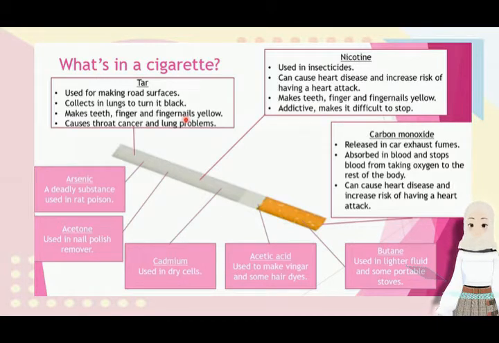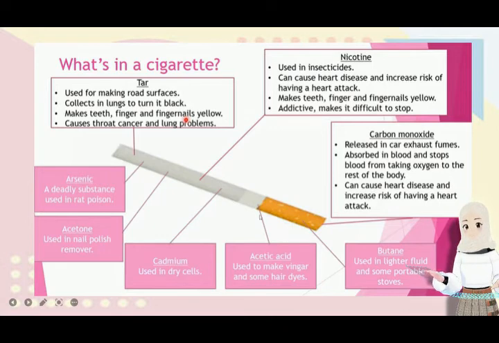Carbon monoxide. Carbon monoxide is released in car exhaust fumes. So, yang asap yang keluar belakang kereta tu, inside that smoke, there is also carbon monoxide. When people breathe in carbon monoxide, it is absorbed into the blood and stops the blood from taking oxygen to the rest of the body. This is why smokers usually have trouble breathing or are out of breath, because they've taken so much carbon monoxide that the blood can only take a small amount of oxygen. So carbon monoxide can cause heart disease and increase the risk of having a heart attack.